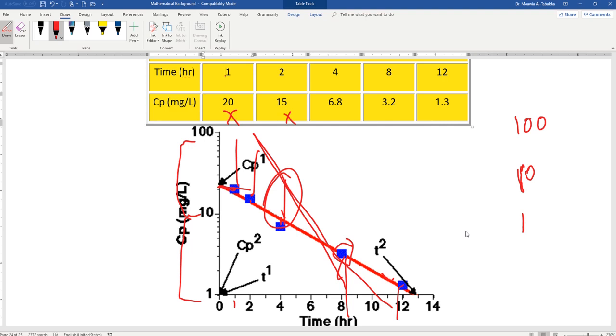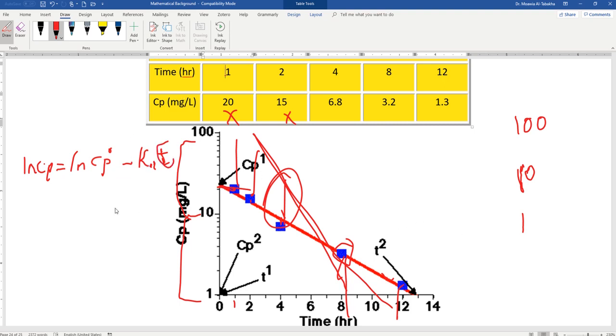Is that clear? Number two, I need to define the straight line equation. In order for me to do that, I want you to remember first the straight line equation that we are following. Linear concentration at any time is equal to linear initial concentration minus K, or I will add now KEL times T. KEL and K are the same. They are referred to as elimination rate constant.